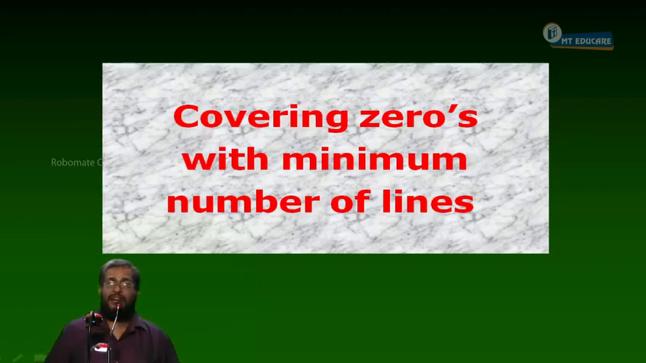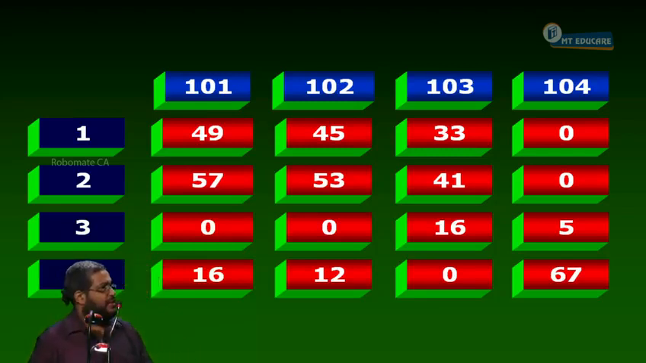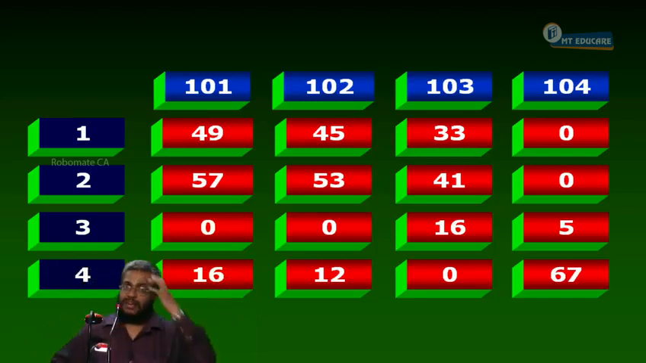Everybody, can I start or not? No. Write the matrix once again, please. I'll read left to right. 49, 45, 33, 0. 57, 53, 41, 0. 0, 0, 16, 5. 16, 12, 0, 67. Now, can you start or not?